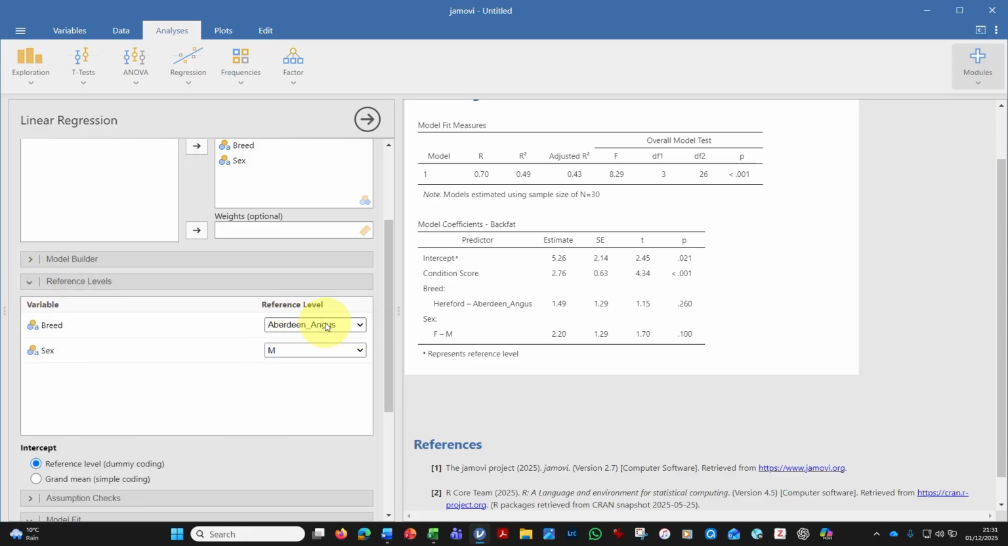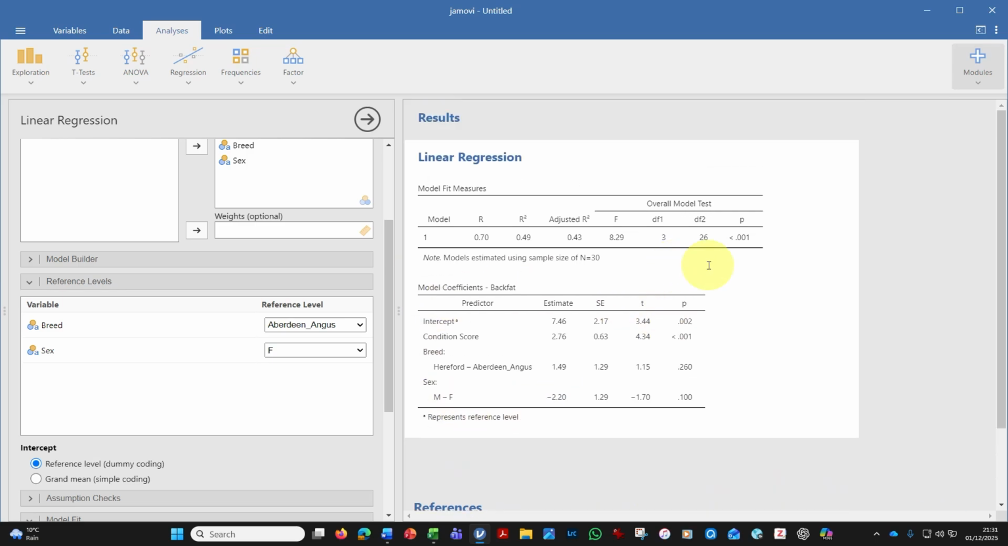I'm going to leave it as Aberdeen Angus, but here in your handout I've got female as the option, so I'm going to put female here, and you can see it updated. Instead of being 2.2 higher, the male is 2.2 less in terms of millimeters than the female value. So there's our values here.